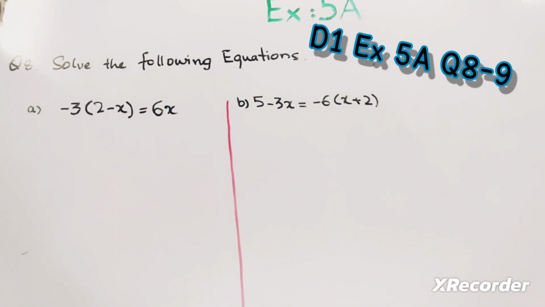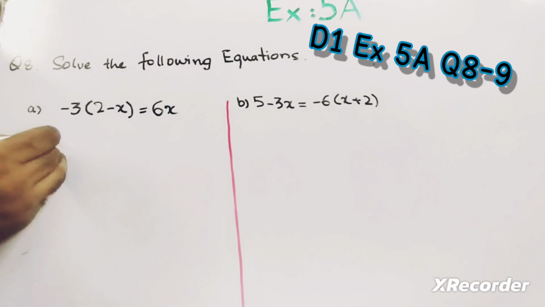Previously, we have done question number 6 and 7 of exercise 5a. Now today we are going to do question number 8 and question number 9. Let's start with question number 8. Solve the following equation. Part A, minus 3 bracket 2 minus x is equal to 6x. Let's start.